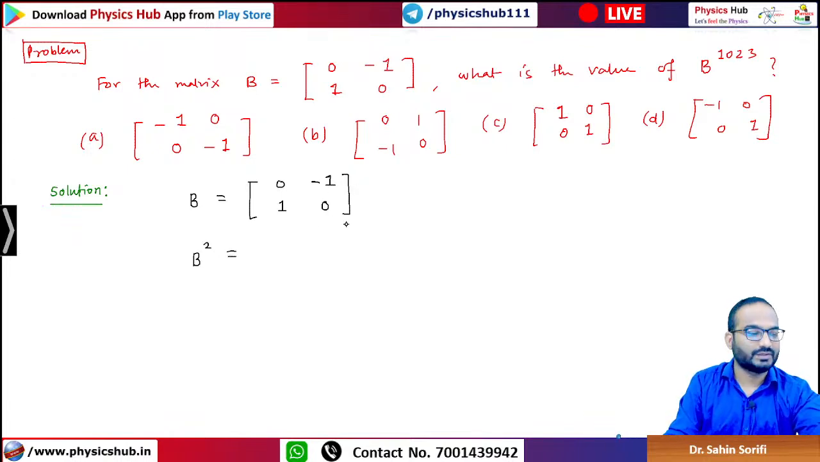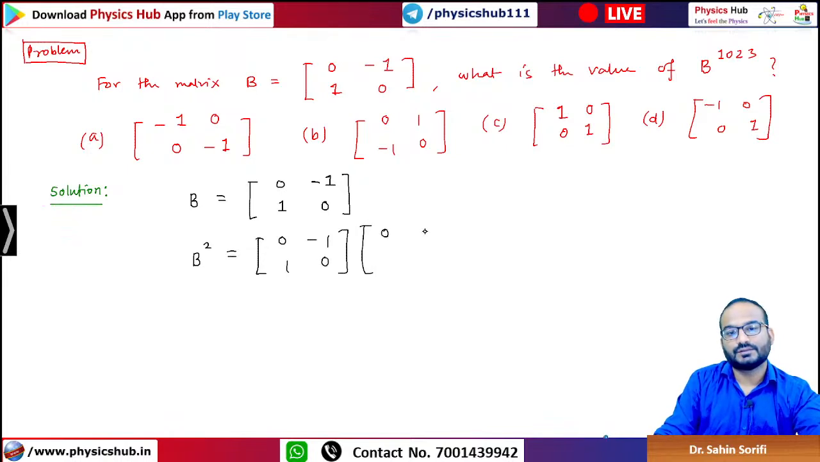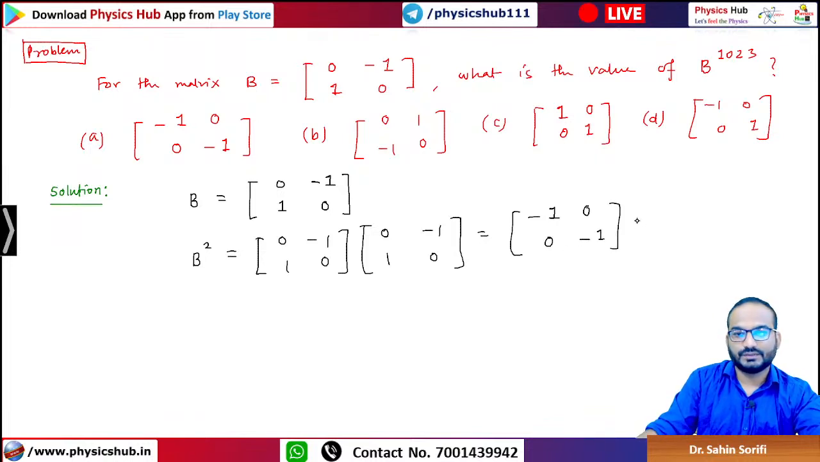0 minus 1 plus 1 0. If you take b square, what do you get? 0 minus 1 plus 1 0, times 0 minus 1 plus 1 0. So this is, you see, minus 1 0 0 minus 1. So it is minus of identity. Now if you take the square of this, the minus will be removed.